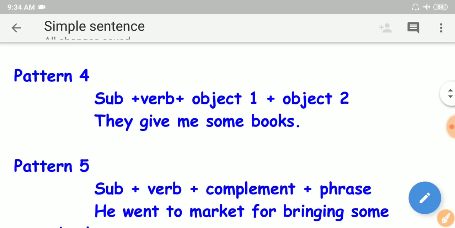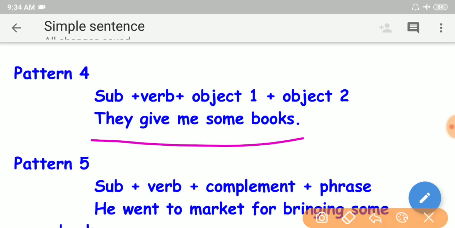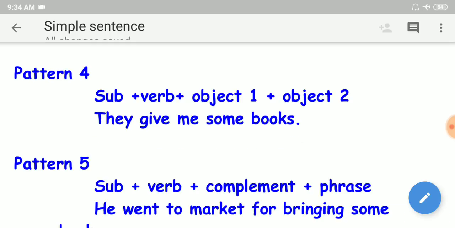So for this type of pattern we can give a number of examples. You yourself can try giving examples. For example, I tell him a story. We purchase some books for children. So these are some examples for pattern number 4, my dear friends.